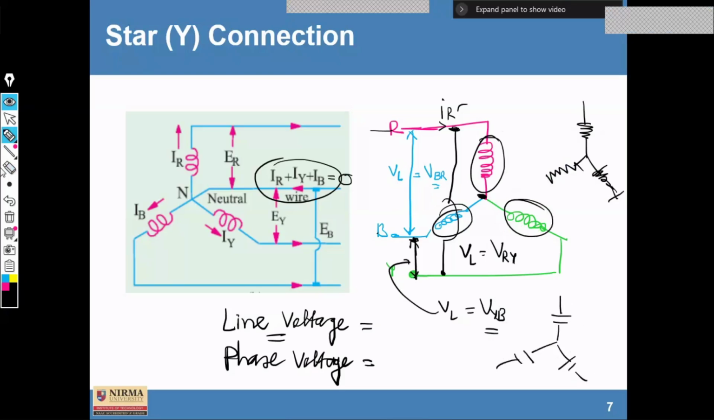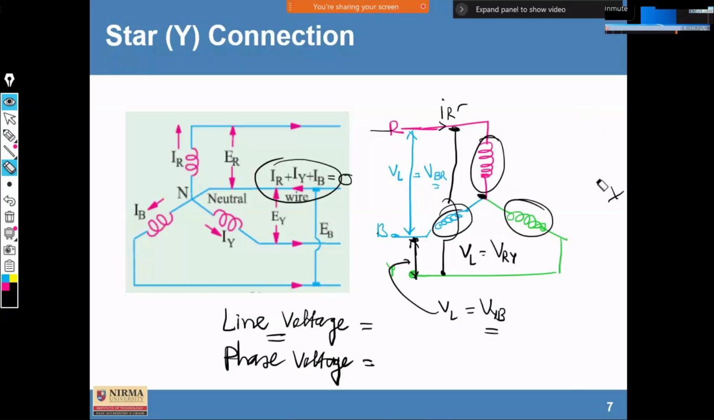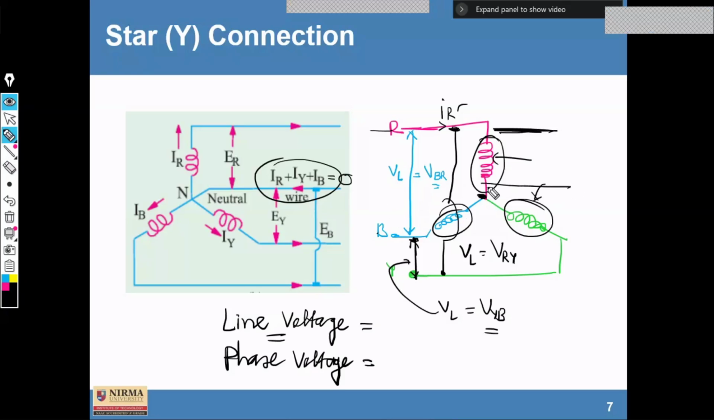So we can have different types of load, but the abbreviations are named VL, that is VBR, VRY, and VYB. Throughout the whole chapter, I am going to use these abbreviations for line voltages. Now we know that the power is going to be consumed here in this load. So here there is a voltage drop between these two terminals.